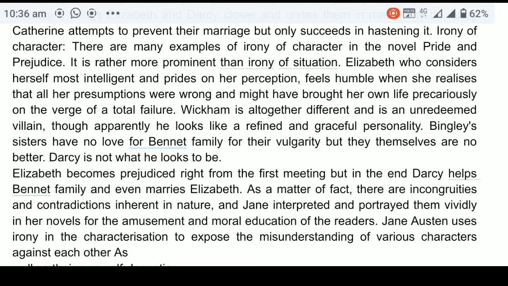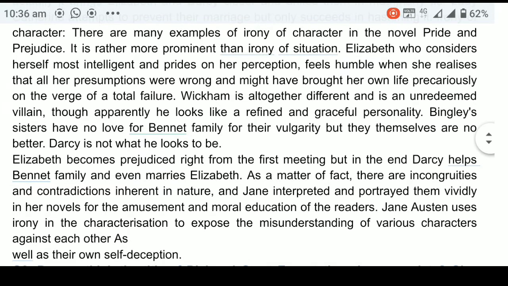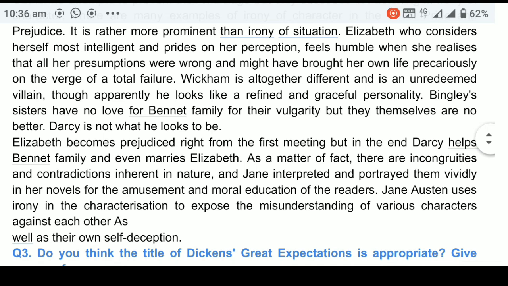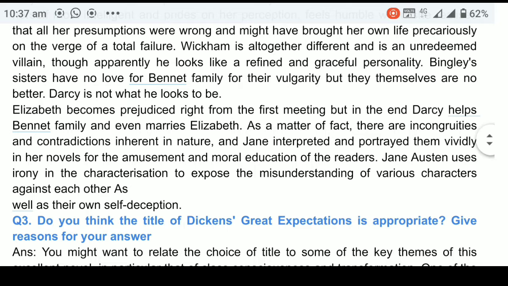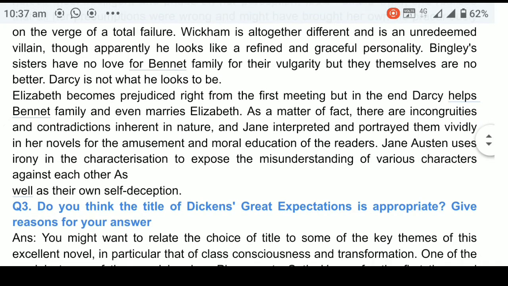Irony of character, number 3. There are many examples of irony of character in the novel Pride and Prejudice. It is rather more prominent than irony of situation. Elizabeth, who considers herself most intelligent and prides herself on her perception, feels humble when she realizes that all her presumptions were wrong and might have brought her own life precariously to the verge of a total failure.